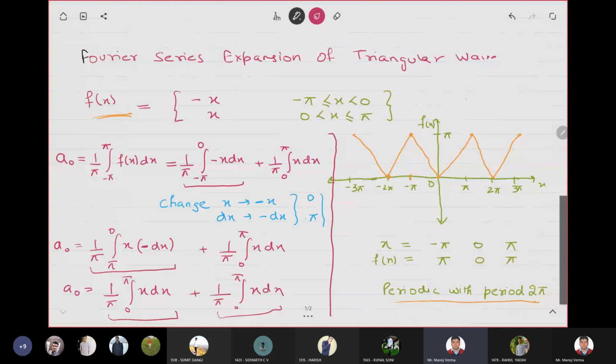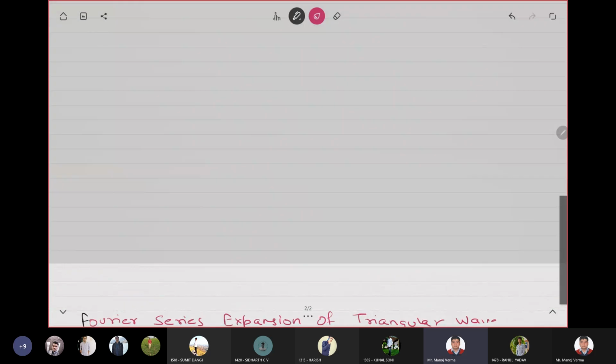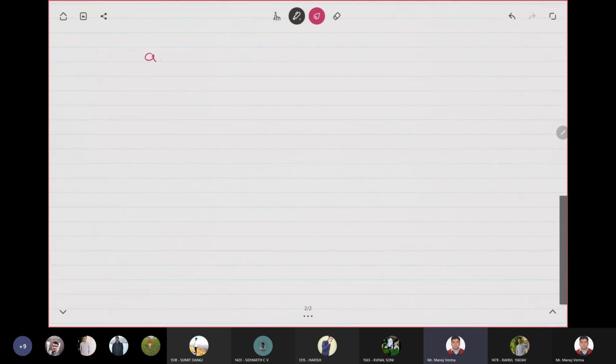So yes, we can simplify this integral. For this first integral, we can change x to minus x, and we arrive at the same expression as the second integral. So for solving the value of a naught, by this technique, if I change x to minus x, my first integral will become equal to the second integral. This I will be using in this whole class.